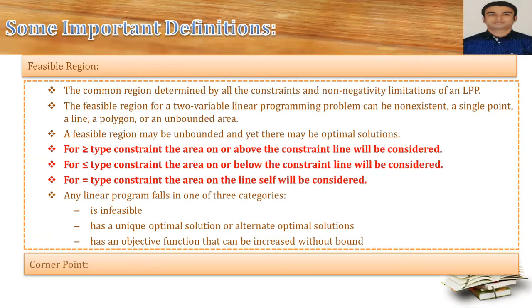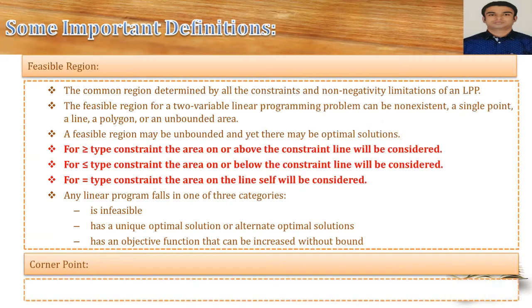Next one is corner point. A point in the feasible region that is the intersection of two boundary lines is known as a corner point.